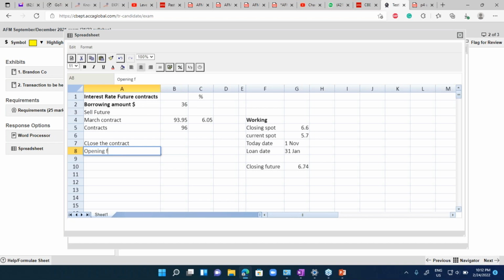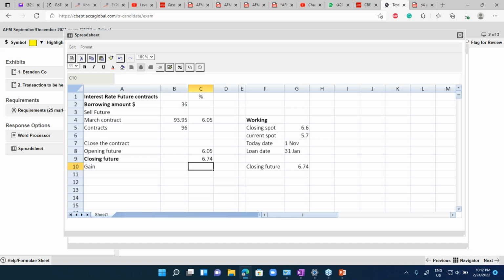Opening future is 6.05. Closing future is 6.74. So you have locked your position that you will be paying 6.05. Now the interest rate moves to 6.74.